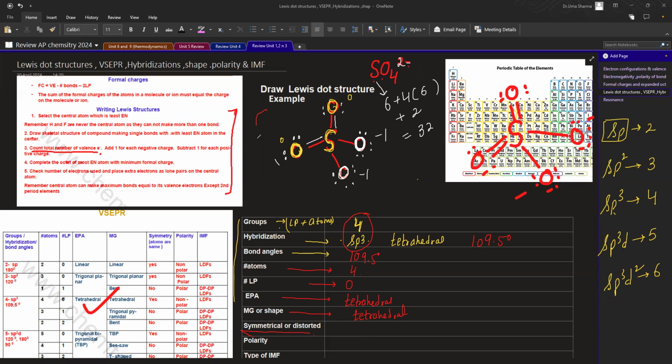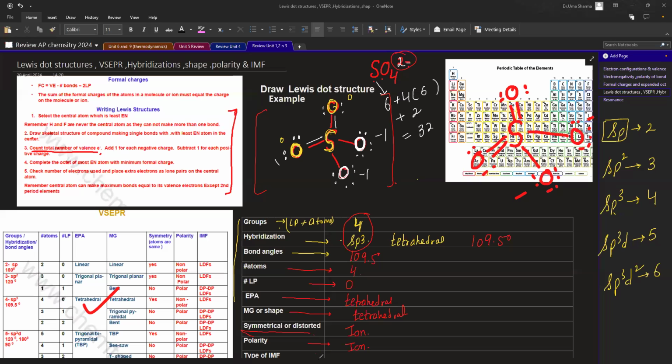Is it symmetrical or distorted? Check this molecule. What do you think? Symmetrical or distorted? You're going to say it is ionic. It's an ion. It has a negative charge. What's the polarity of the molecule? Is it polar or non-polar? Again, you are going to say ion, very polar.